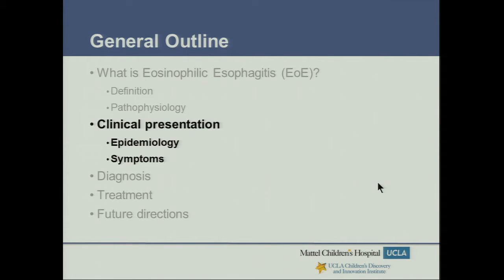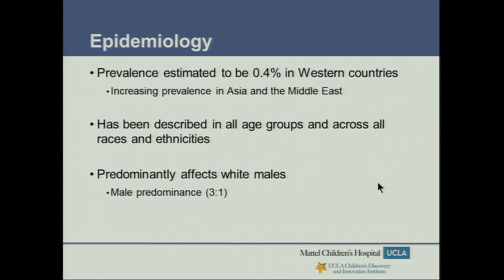So how does EoE clinically present? And here's where I think we'll hear a lot of interesting facts. The prevalence of EoE is estimated to be about 0.4% in Western countries. So that's the US as well, actually, as Australia. So that's not all that uncommon. That's about 1 out of 250 patients who will have EoE. It is, however, increasing in prevalence really across all areas, especially in Asia and the Middle East.